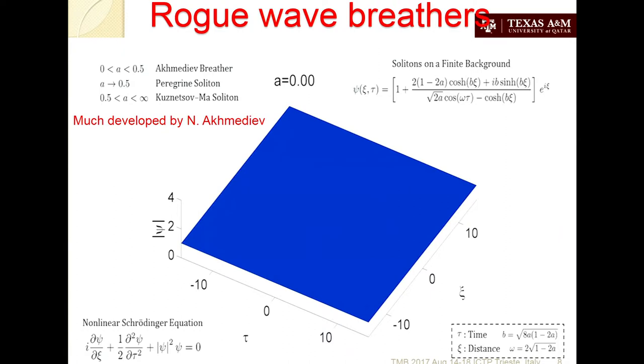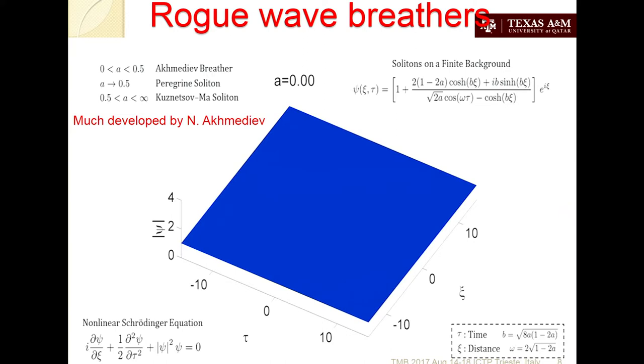It has this form, and just know that it has three parameters, A, B, and omega, and actually B and omega are also given in terms of A. So there is only one very important parameter here, which is A, and A starts from 0 and goes to infinity, but between 0 and 1/2, these solutions will describe Akhmediev breathers. At A equal 1/2 exactly, you'll get the Peregrine soliton, and then later on, you'll get Kuznetsov-Ma.